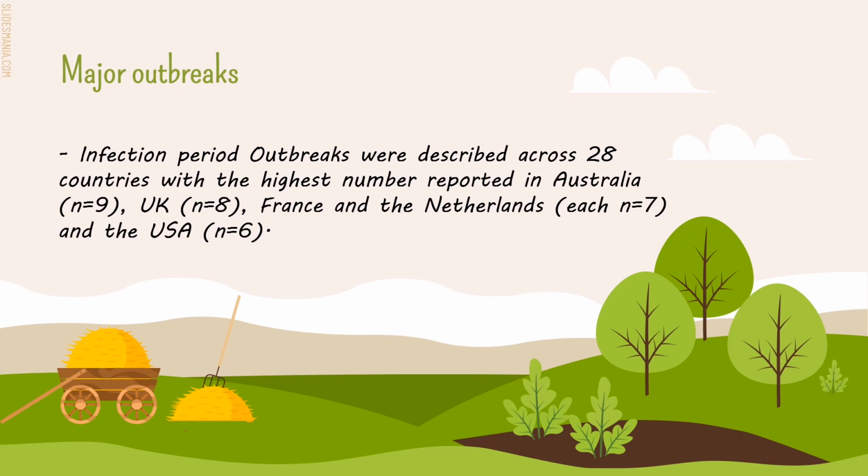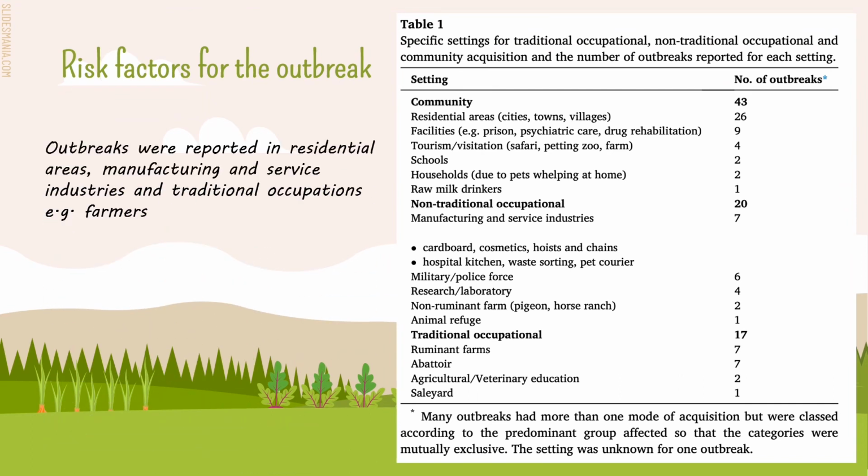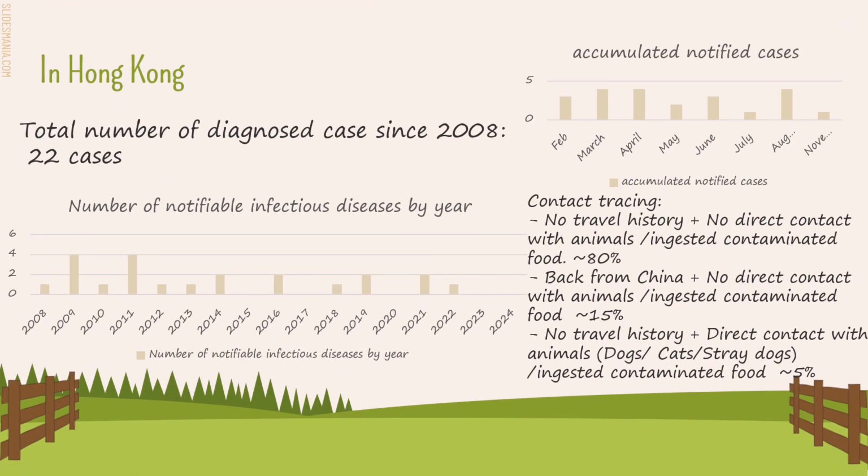UK had 8 outbreaks, France and the Netherlands each had 7, and the USA had 6 in total. The outbreaks were reported in residential areas, the manufacturing and service industry, and traditional occupations such as farmers. It shows the same results as the risk factors that we have mentioned.